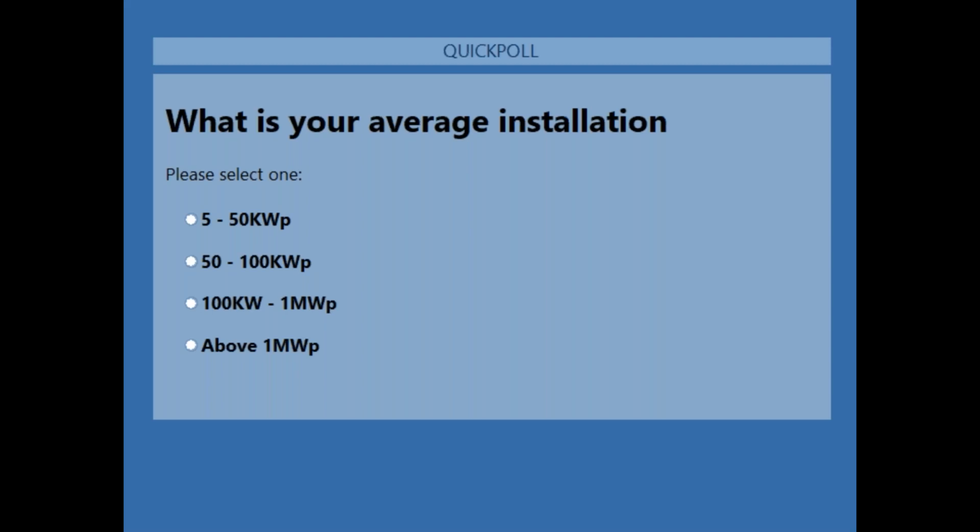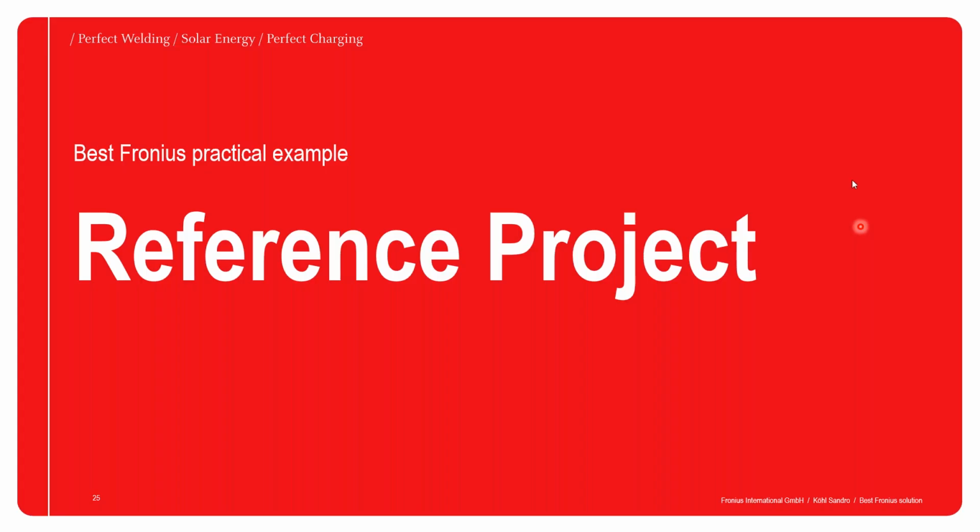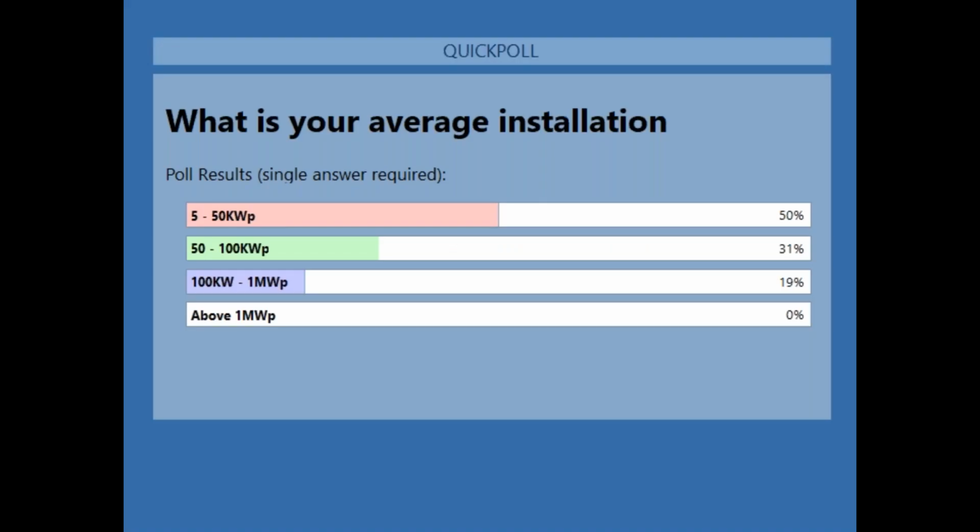So thank you so much for everyone who has given us your feedback on this poll question. So I'll be closing it now. Then I'll share the results with you. And we can see that in our audience today, a lot of you are doing systems in the range of 5 to 50 kilowatt peak. Another considerable number are doing systems up to 100 kilowatt peak. And therefore, when you start talking about commercial installations, it's good to see that we have a good audience here that is doing commercial installations.